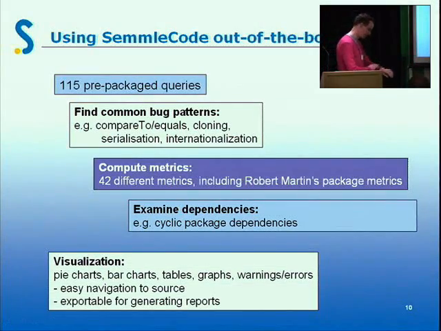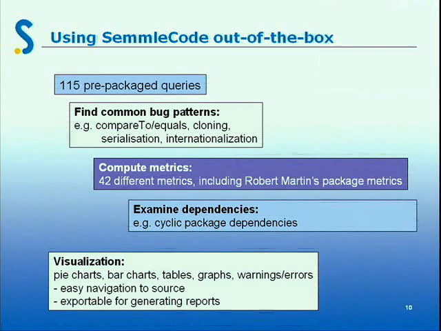Okay, so let me summarize that. Using SemmleCode out of the box, there's about 115 pre-packaged queries that you can use directly to find common bug patterns. You've seen the example of compare to equals. We also have lots of queries for finding problems with cloning, with serialization, with internationalization. There's a wide suite of metrics, 42 different metrics, and for those of you who are into that kind of thing, including Robert Martin's package metrics.